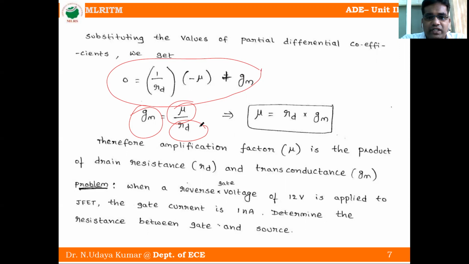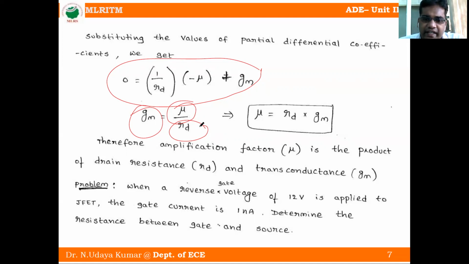Okay, from this equation we can write mu is equal to drain resistance into transconductance. So therefore, the amplification factor mu is the product of drain resistance and transconductance. So mu is equal to Rd into Gm. So we will see the related problems.